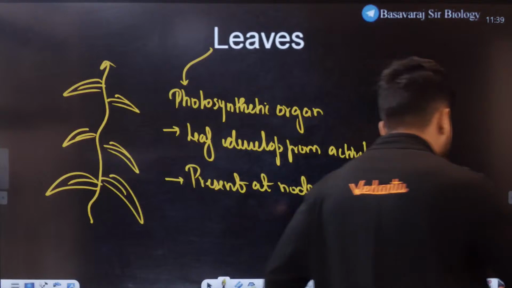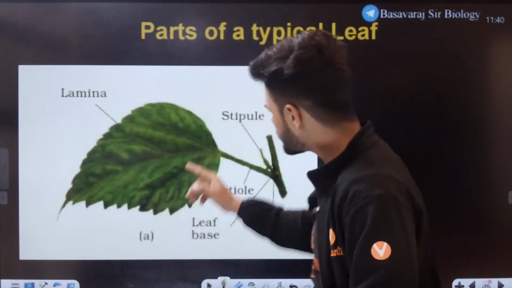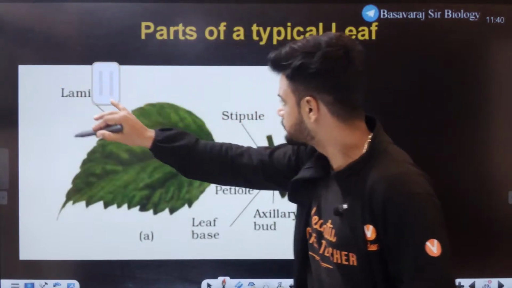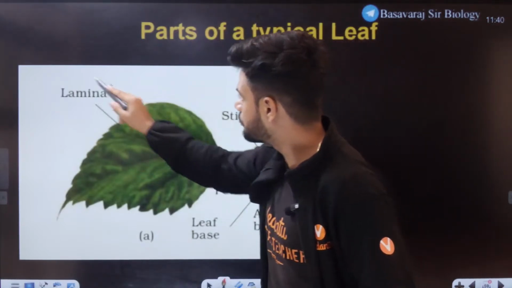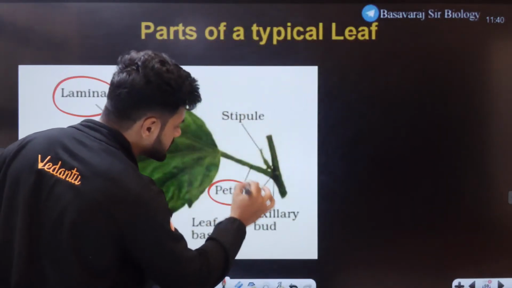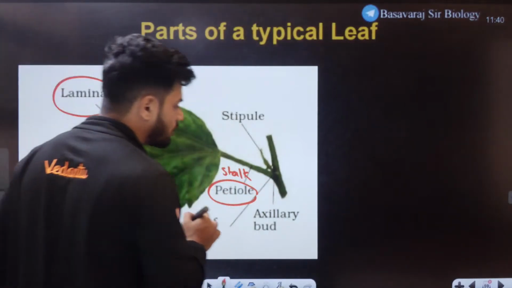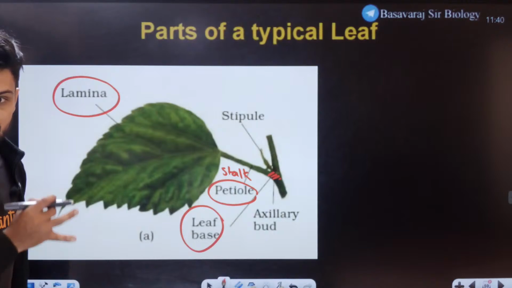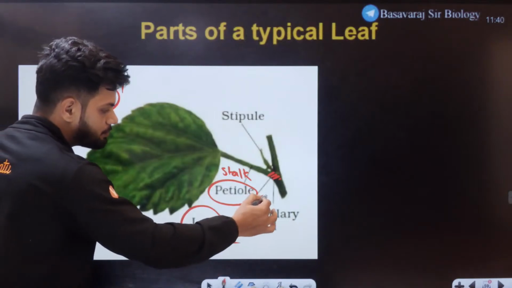Now here is a typical leaf. A leaf mainly has three main parts. First is the lamina, the broad lamina, which is mostly photosynthetic in nature. Then there is the petiole, the stalk of the leaf. Then there is the leaf base. So first we have the lamina, leaf base and petiole.